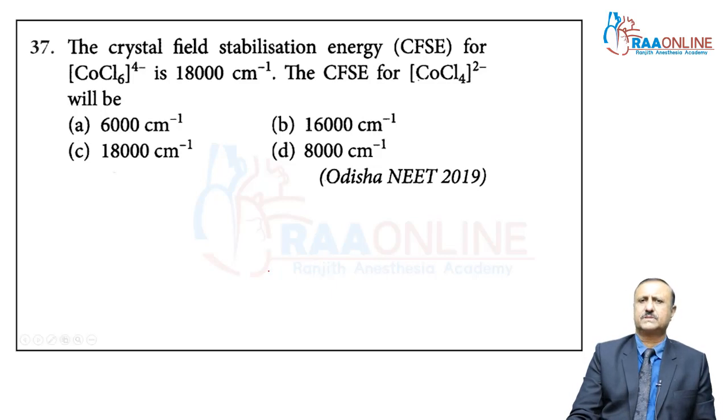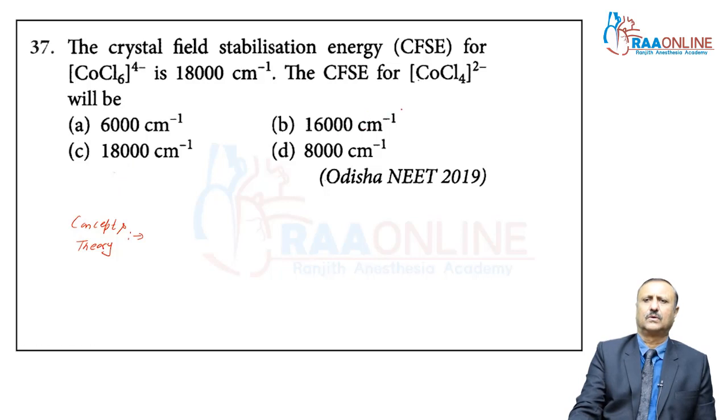Here, my dear students, the crystal field stabilization energy for this complex. Here we can see the concept and theory. The CoCl6 4 minus ion has 18,000 and the CFSE for CoCl4 2 minus will be calculated. Here you can calculate the number of paired and unpaired electrons, meaning you can draw the electronic configuration for CFSE.